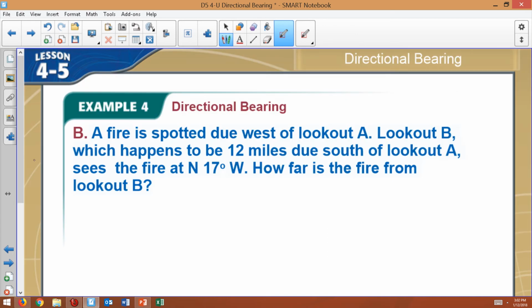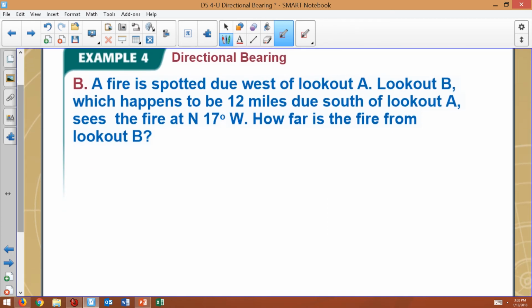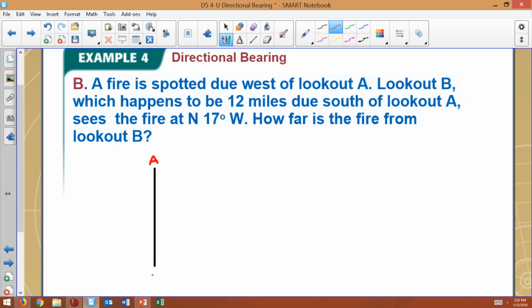Now we have part B. It says a fire is spotted due west of lookout A. Lookout B, which happens to be 12 miles due south of lookout A, sees the fire at this angle. How far are they apart? So again, lookout B is 12 miles due south. So here's A, here's B. They're 12 miles apart.